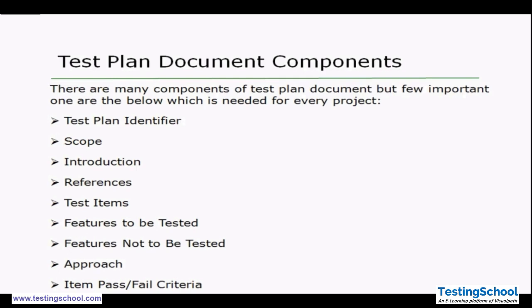This is the important one, because it defines how and on what basis we are going to pass or fail any particular condition. It refers to a reference document like the SRS or BRS, the system requirement document or business requirement document. Whatever we are referring to, we should mention that on the basis of that particular document, we are going to pass or fail a particular criteria.